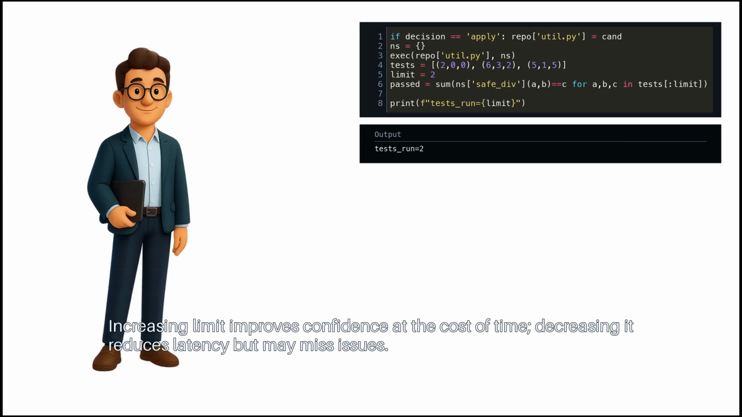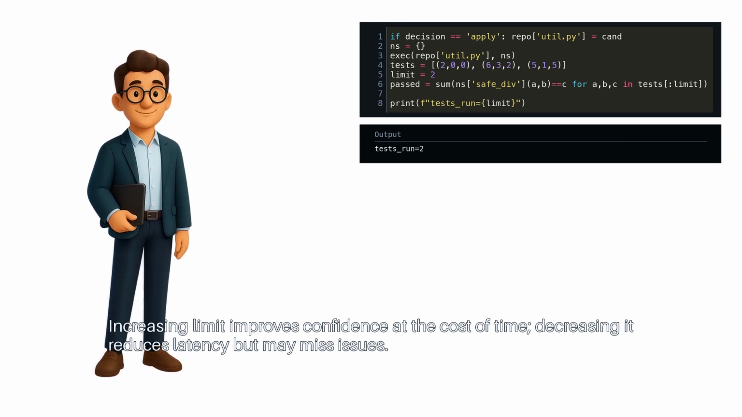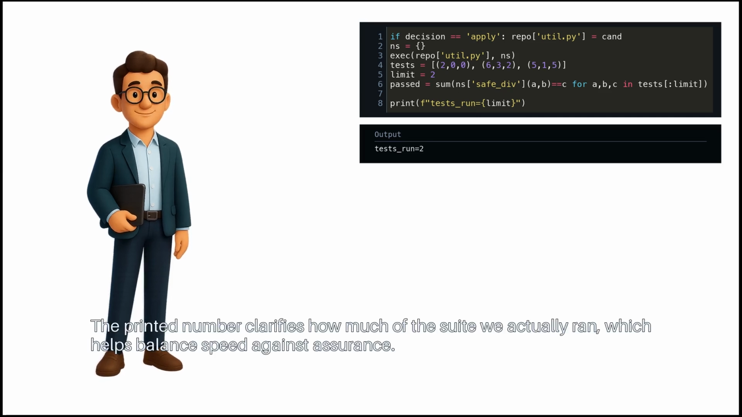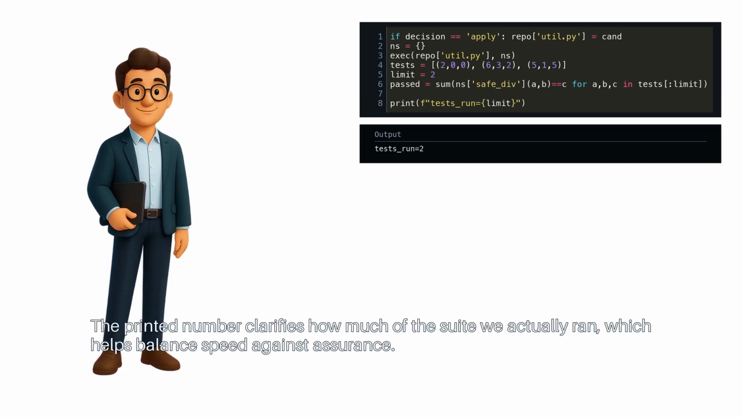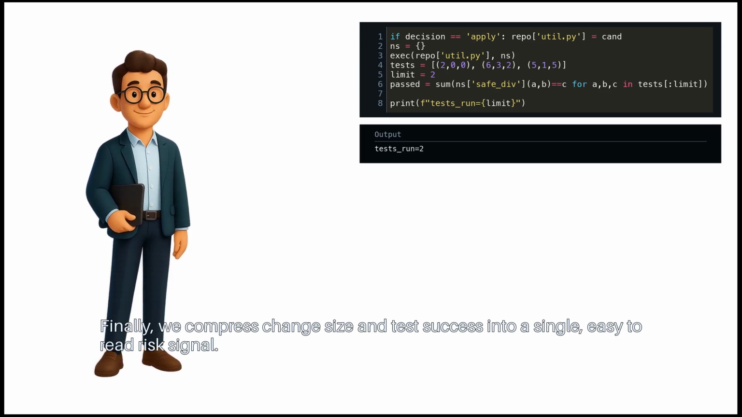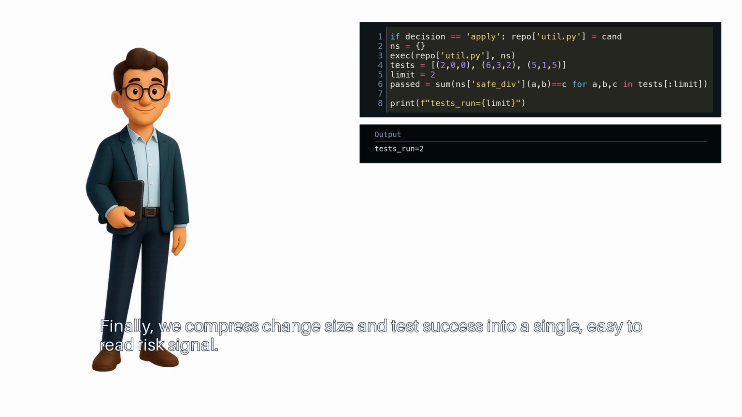Increasing limit improves confidence at the cost of time. Decreasing it reduces latency, but may miss issues. The printed number clarifies how much of the suite we actually ran, which helps balance speed against assurance. Finally, we compress change size and test success into a single, easy-to-read risk signal.